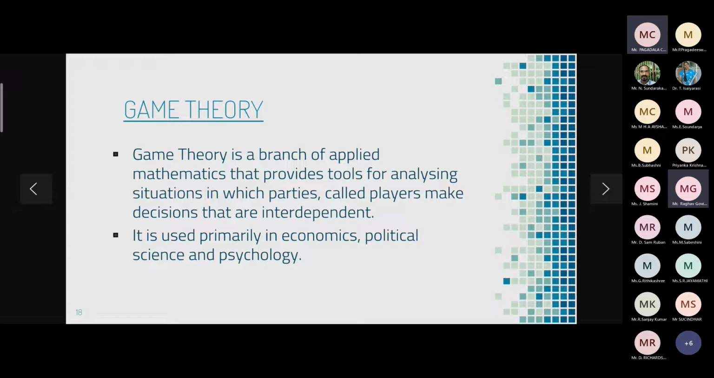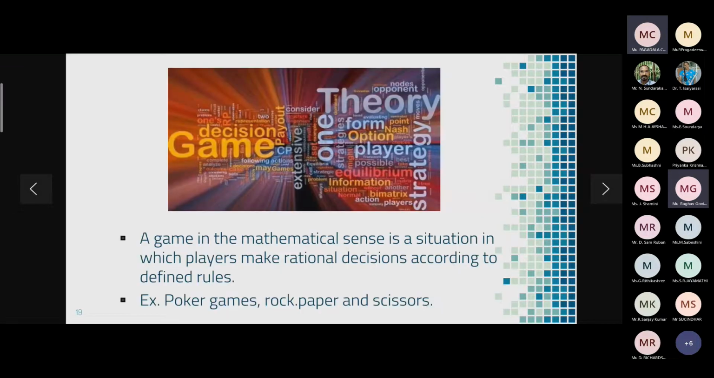It is primarily used in economics, political science, and psychology. And a game, in a mathematical sense, is a situation in which players can make rational decisions according to defined rules, which can be done using probability. Examples of game theory are poker and rock, paper, scissors.